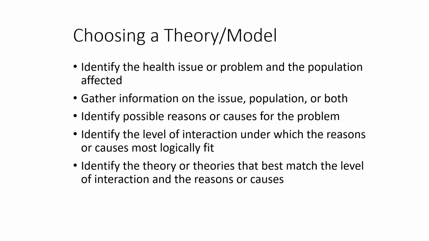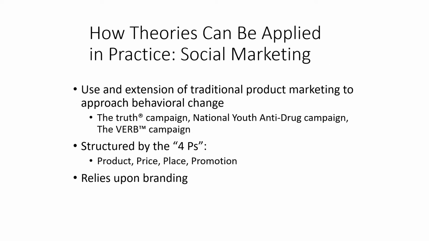Now we'll look at how to plan a framework, looking at how theories can be applied in practice. So there are two approaches that can be undertaken to apply theory into practice. One is social marketing and the other one is the PRECEDE-PROCEED framework. Coming to social marketing, it is the use and extension of traditional product marketing.